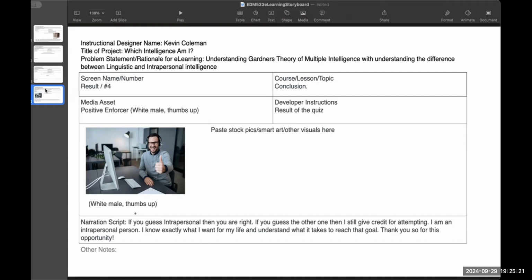What I did for this slide was basically I wanted to make it personal. I didn't want it to be very narrow, straight to the point.